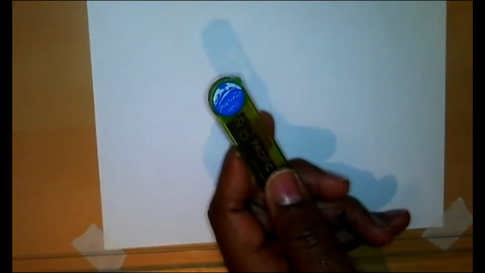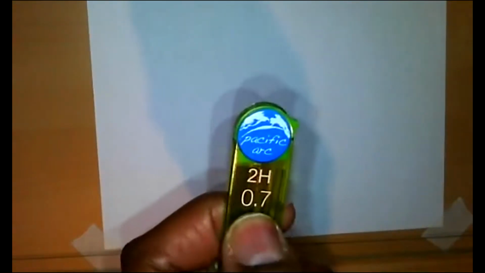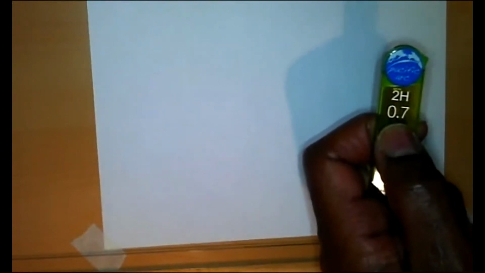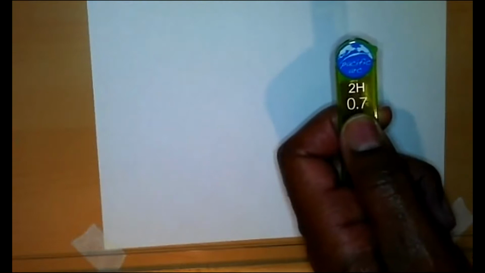Mine says 2H here, but you should have 0.7 millimeter. If you can see that, 0.7 millimeters. Mine says 2H, but you should have H as well. Although we are really going to need to use a 2H 0.7 millimeter lead, the kit is supposed to have 0.7 H lead. But this is what we're really going to need, 0.7 2H lead, which goes into the 0.7 millimeter mechanical pencil.